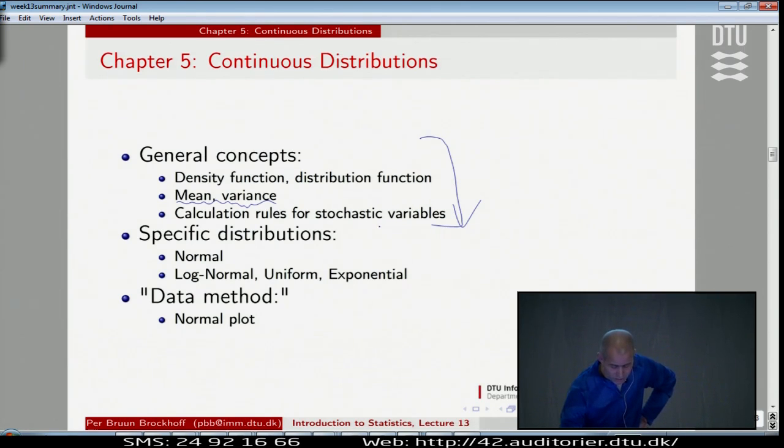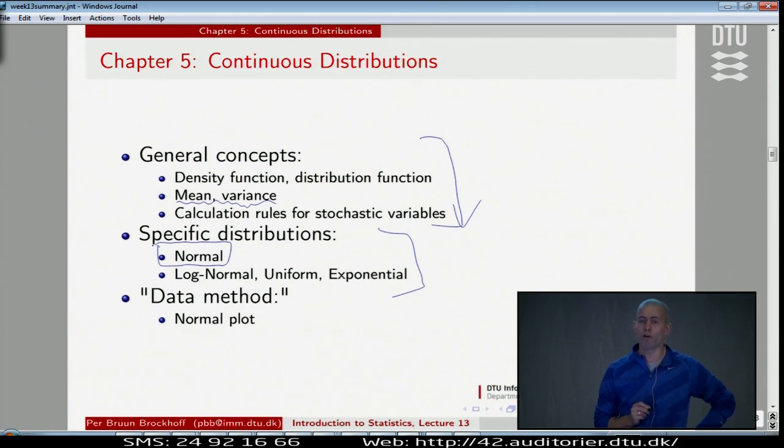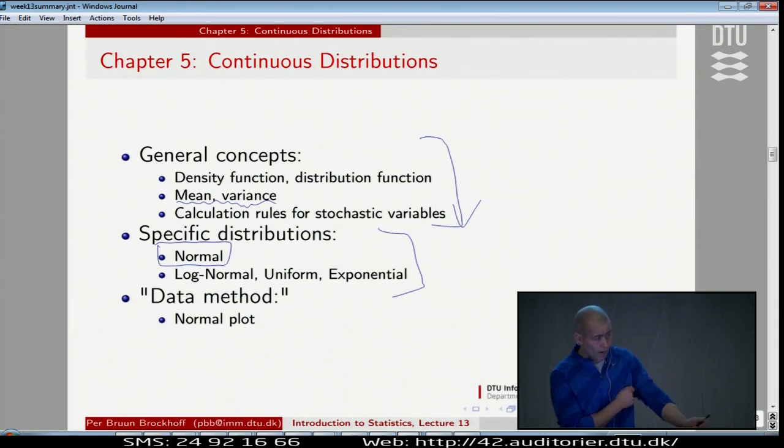Then we made some specific continuous distributions, the log normal, the uniform, the exponential, and not the least, of course, the normal distribution, which got its own bullet point here, and appears to be a very important distribution due to some core results out there in nature. This is not something we have decided. This is nature that has sort of produced this for us, that the normal becomes a central distribution in this context.